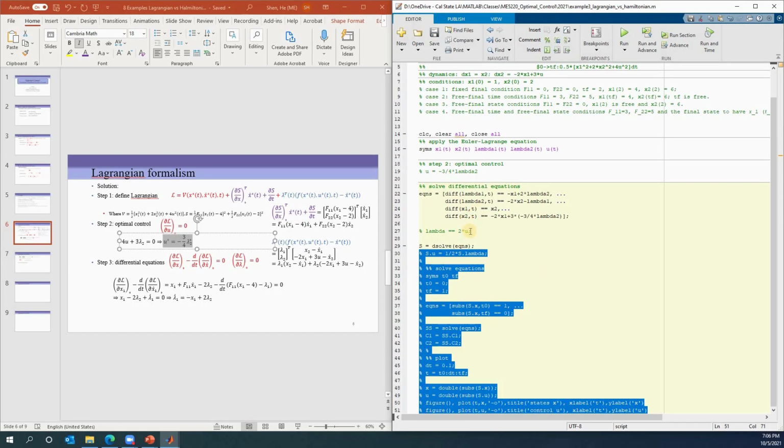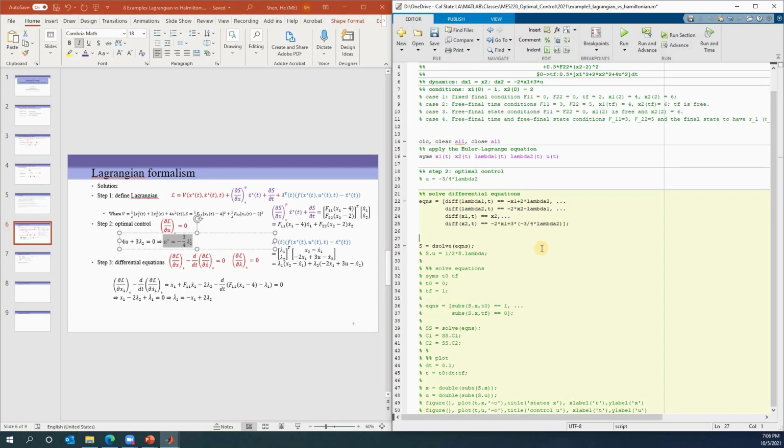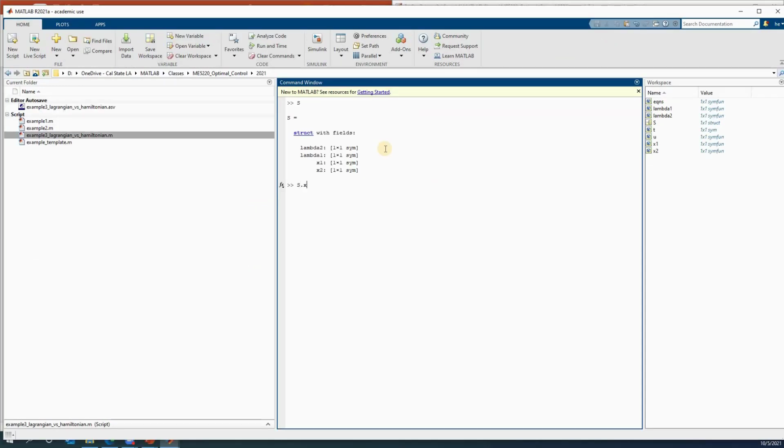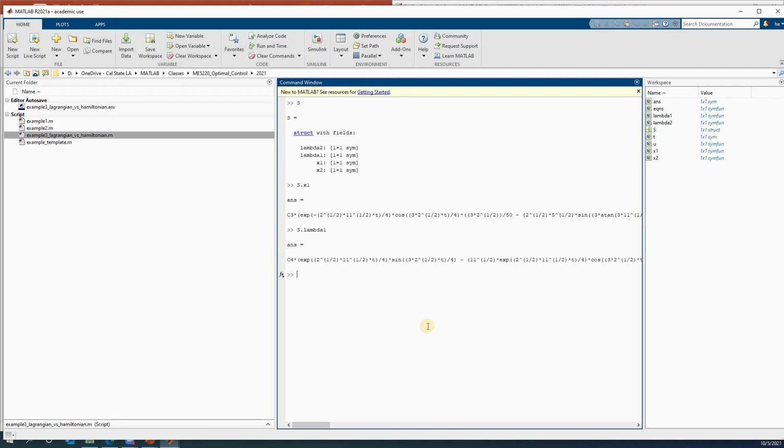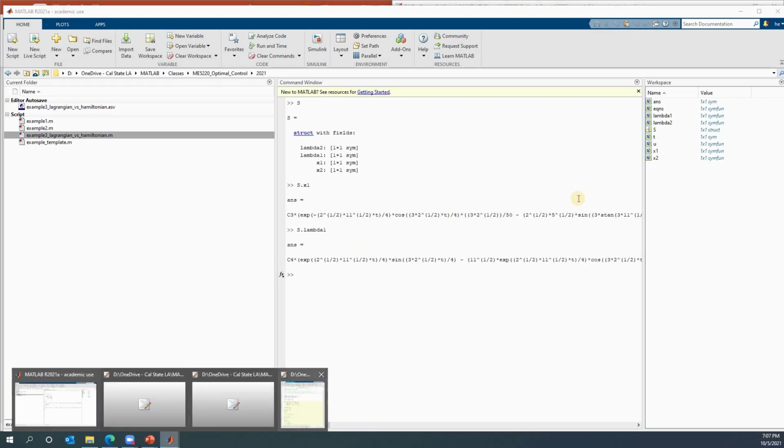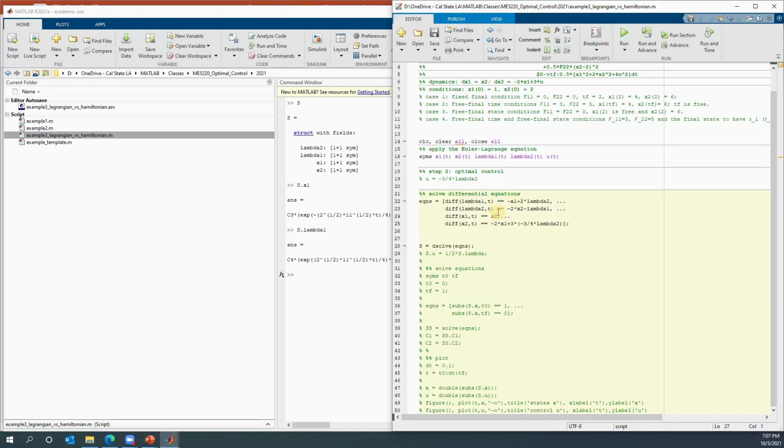So I'm going to comment out all the others. I just want to solve for these differential equations for now. Let's see what dsolve x1 is. That is x1. So let's see dsolve lambda 1. So that is dsolve lambda 1. We solved these differential equations.